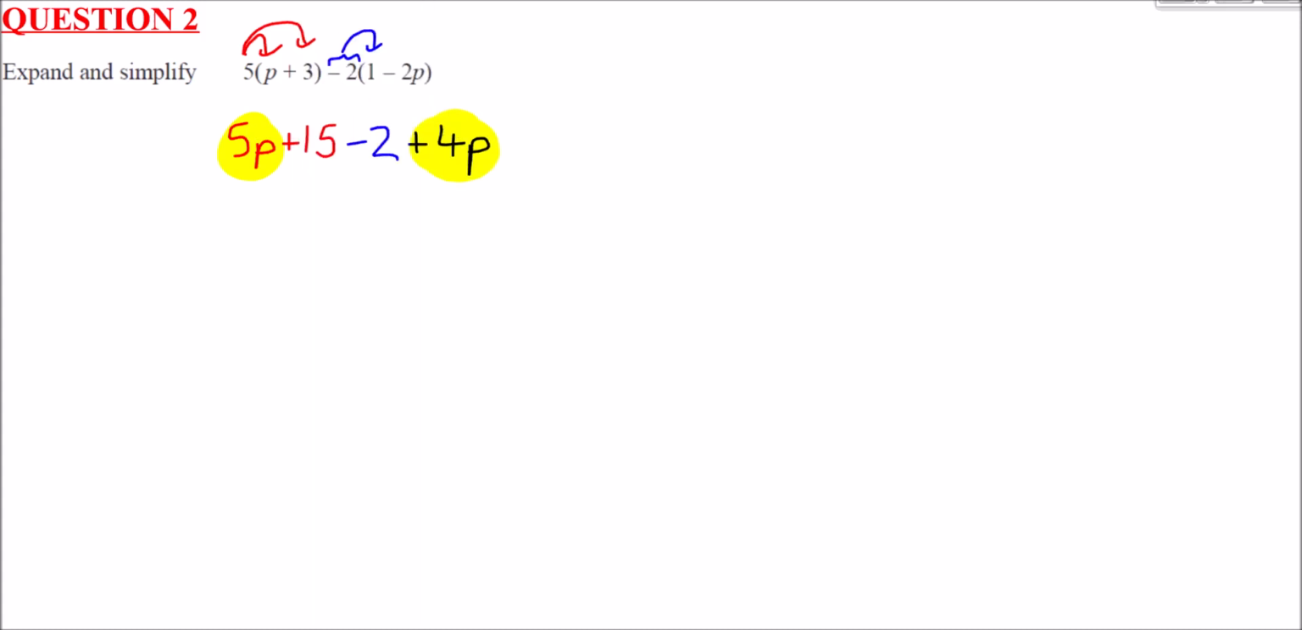So 5p plus 4p gives 9p, and 15 minus 2, start with the positives first, think of the negatives of what you're subtracting from that. 15 take away 2 still leaves us with 13. So we have 9p plus 13.